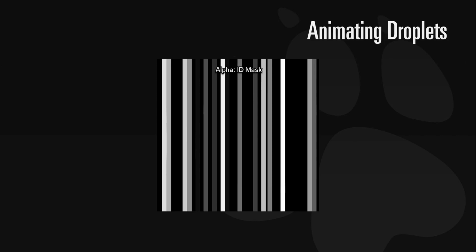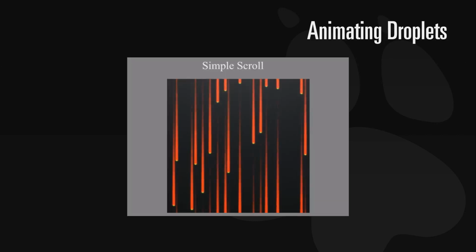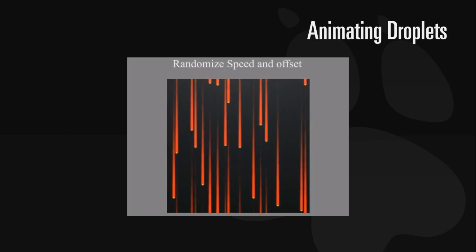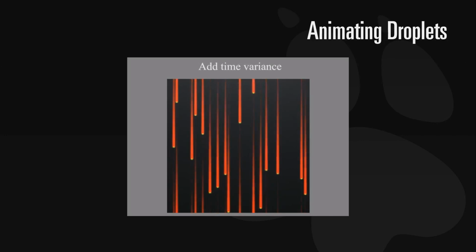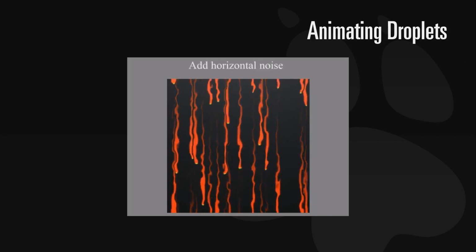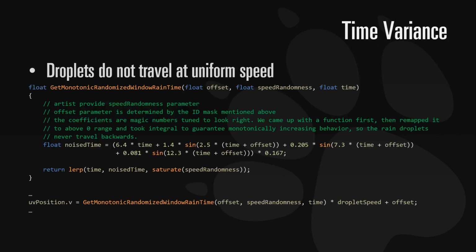Let's take a look at how the masks animate. First, we have a very simple scroll in the V direction. Then we randomize the speed using the ID mask. And we add a time variance. And finally, we add the horizontal noise to make it look like ring streaks. To expand a little on time variance, we do not want the droplets to travel at uniform speed, so we added a noise to the time using a monotonically increasing sine wave noise. Here's the code for that.